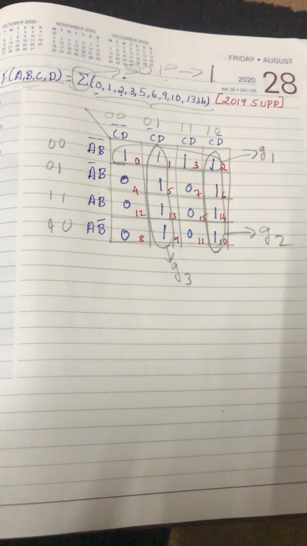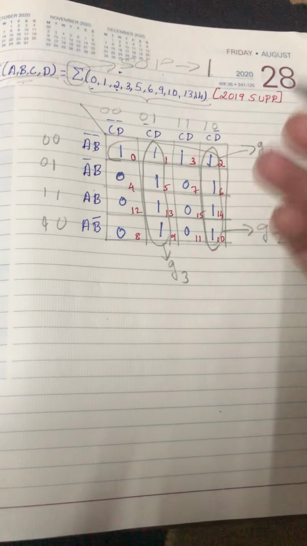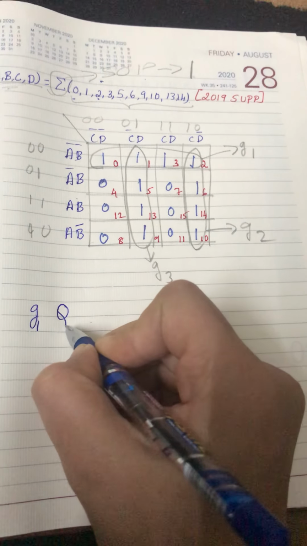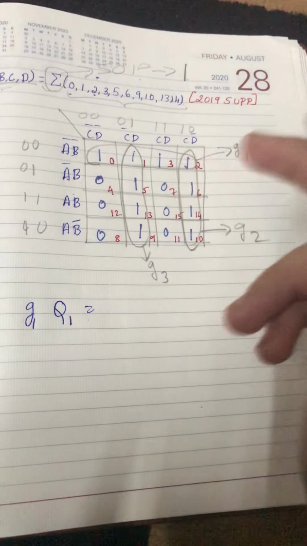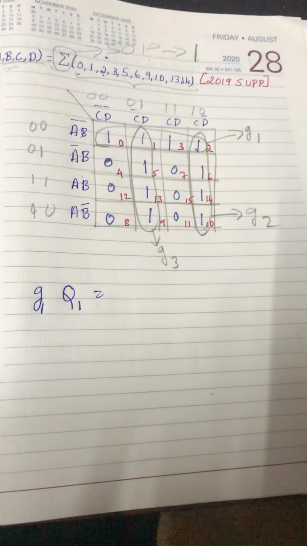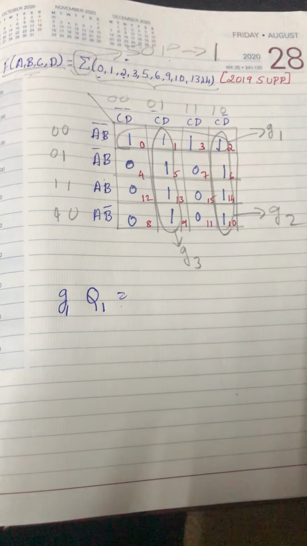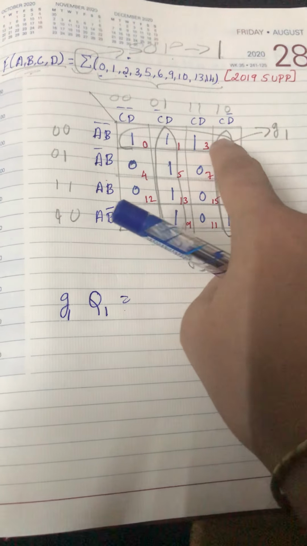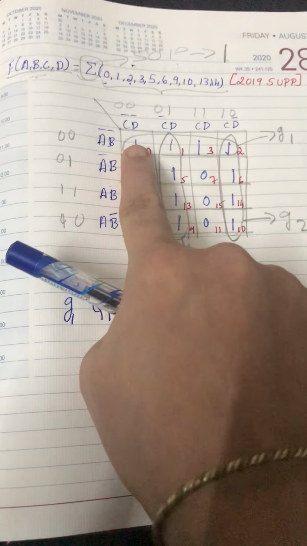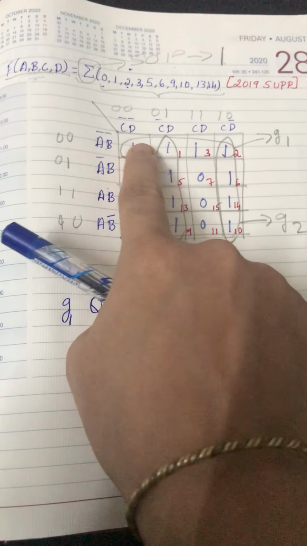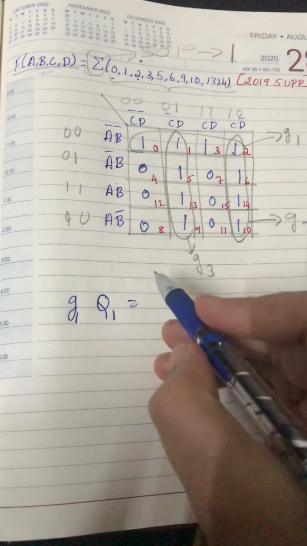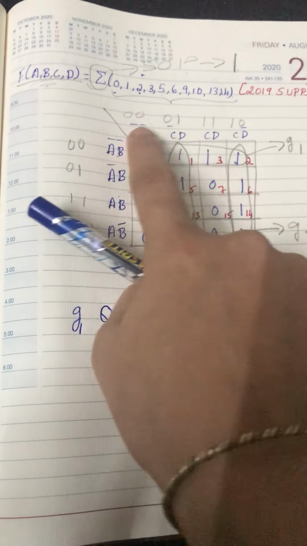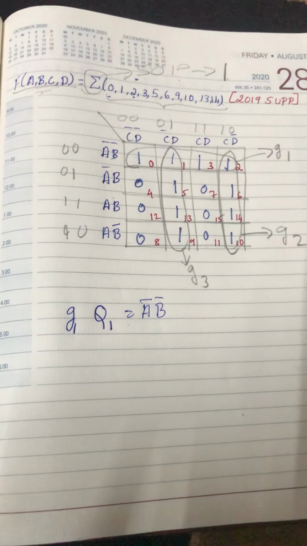Next is writing an expression. Go with G1. While writing the expression, this is a quad, so I am taking Q1 because you have more than one quad. While writing the expression, you need to find the common terms. This is G1, this entire row is G1. For this entire row, the common term is A bar, B bar. So A bar, B bar. Go with the column next. Here you don't have any common term, so drop it.